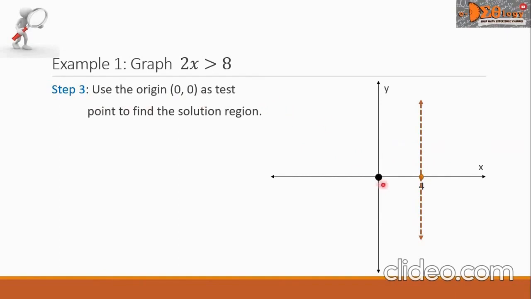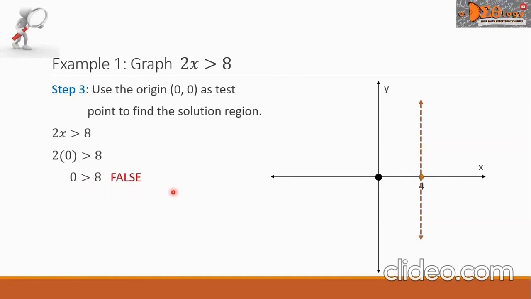And this is our origin. And this origin is part of the region on the left side of the line. So, the 2x is greater than 8. Let us substitute the coordinates of the origin. The value of x is 0. So we have 2 times 0 is greater than 8. And 2 times 0 is 0. 0 greater than 8 gives a false statement.